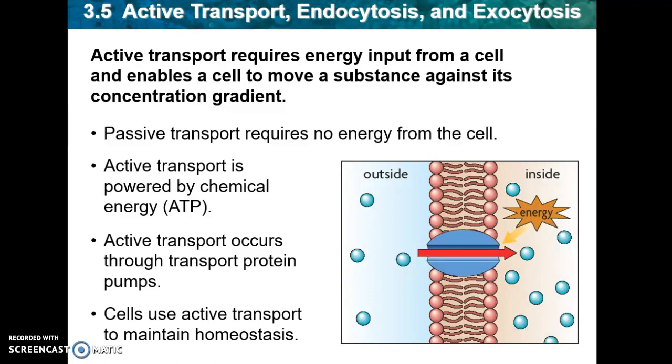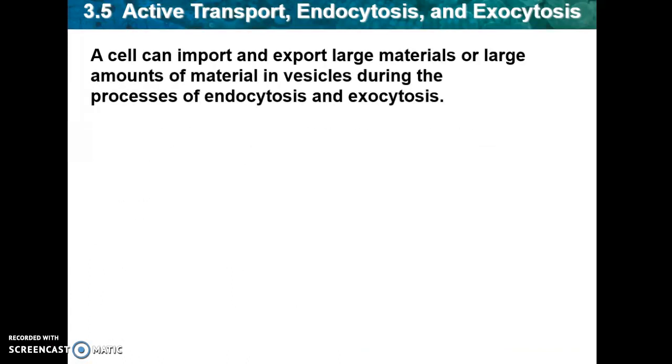Cells use active transport to maintain homeostasis. And if you remember, homeostasis means that the cell kind of likes everything to be the same, everything to be normal all the time. And so the cells use active transport in order to maintain that state that it likes.